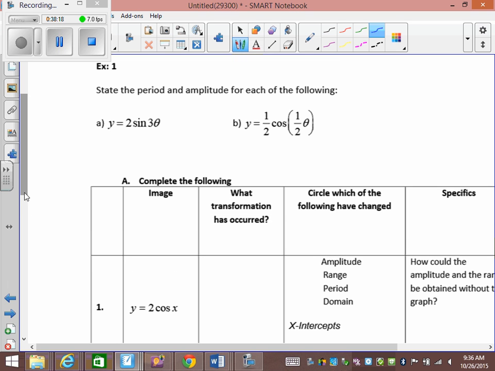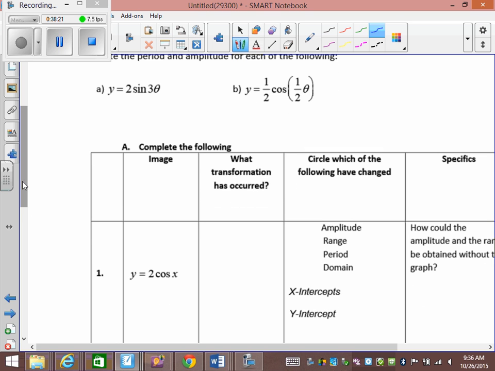Okay, state the period and amplitude of each of these. So my amplitude is just the absolute value of A. What's my A? 2. What's the absolute value of 2? Which is 2.